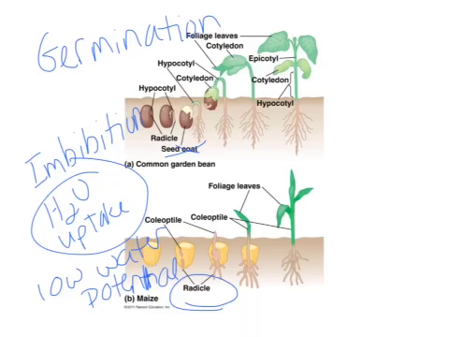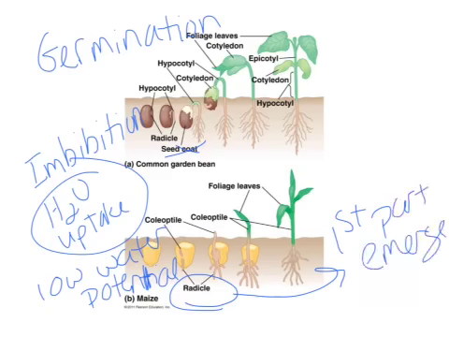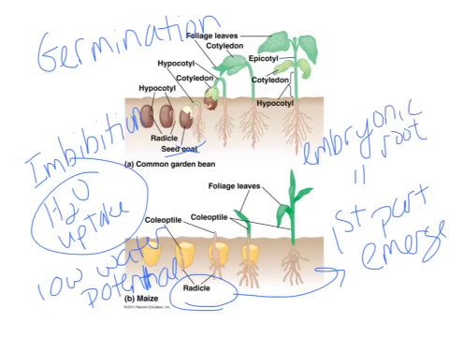Okay, the last thing you need to know about the seed is what the radicle is here. The radicle is the first part of the seedling that emerges. It's the first part that's going to emerge from the seed, and it's essentially a root. It's an embryonic root, and so it's going to grow downward and anchor down into the soil.